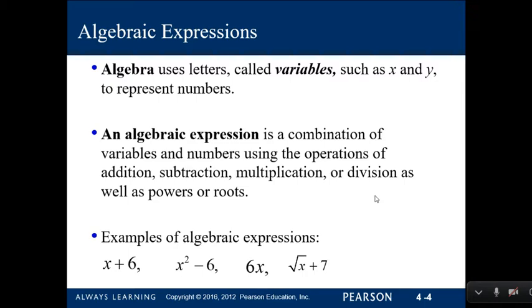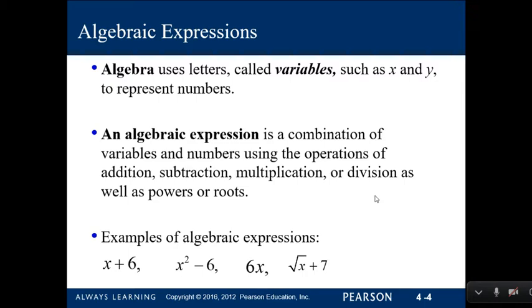An algebraic expression, then, is a combination of variables and numbers using the operations of addition, subtraction, multiplication, or division, as well as powers or roots. So there at the bottom you can see examples of algebraic expressions: x plus 6. That's when it went away from being math to algebra, when instead of saying 5 plus 6, it said x plus 6. x squared minus 6, 6x, square root of x plus 7.